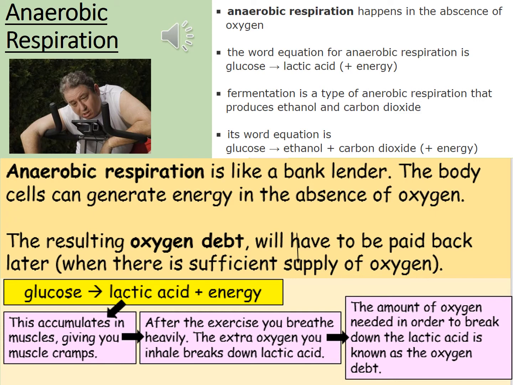So anaerobic respiration is like a bank lending you some money. It lends you your money and you get into what we call an oxygen debt. And then when you can pay that back, when you're breathing heavily, you can then get the oxygen back into your cells. So if you've ever had a stitch, that's a build-up of lactic acid. Lactic acid builds up and the stitch will go once your oxygen debt has been repaid.